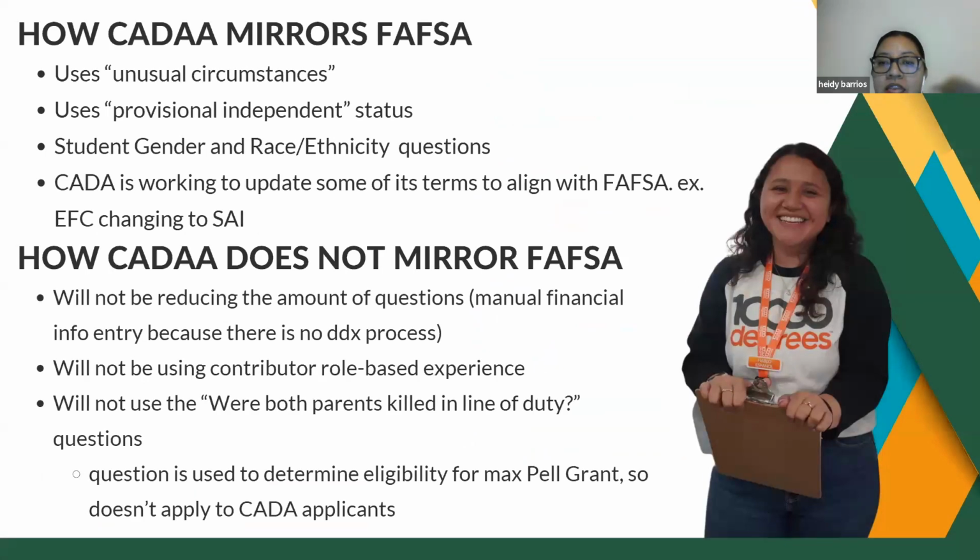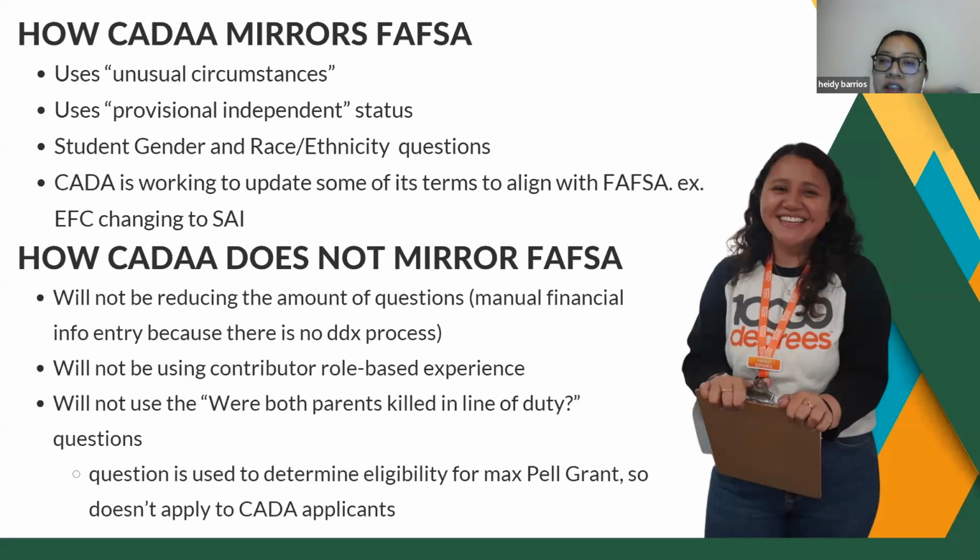Alrighty. And then how does California mirror FAFSA? So it uses unusual circumstances. It also is going to have a provisional independent status and student gender, race, and ethnicity questions. And the California Dream Act is working to update the terms to align with FAFSA, like changing EFC to SAI.